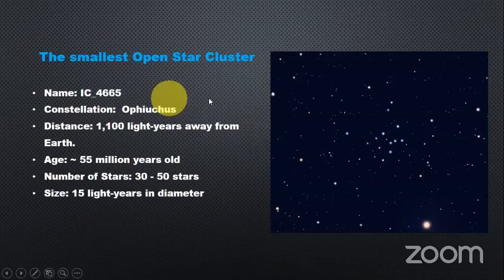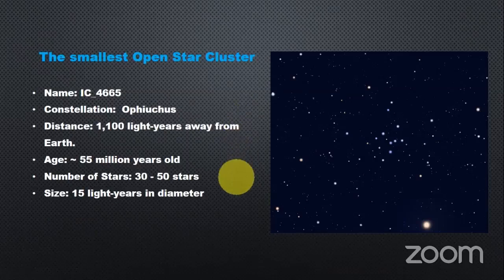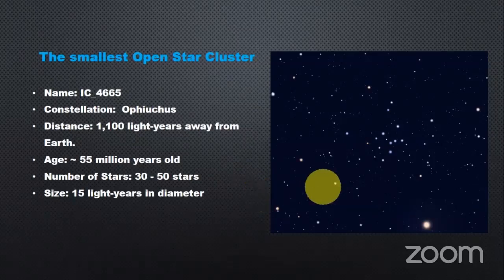So here is the smallest open star cluster, called IC4665. It is about 1,100 light years away from Earth, and it is just 55 million years old. It has around 30 to 50 stars in it. It is about 15 light years in diameter.